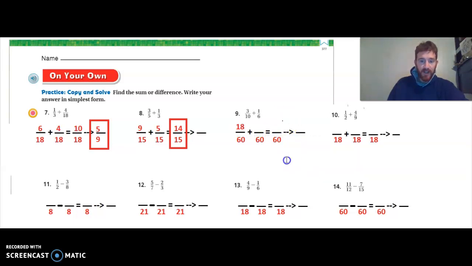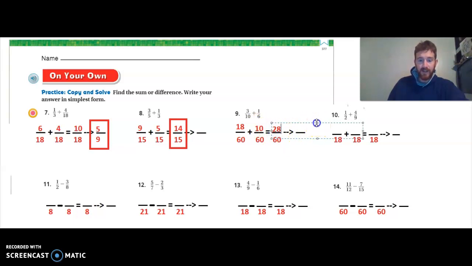Okay. Then I'm going to do the same for 1/6 going into 60. 6 times 10 would give me 60. So then I have to go 1 times 10 would be 10. There as we go. And now we're ready to add our numerators. So we have 18 plus 10 would give me 28/60 as an answer.